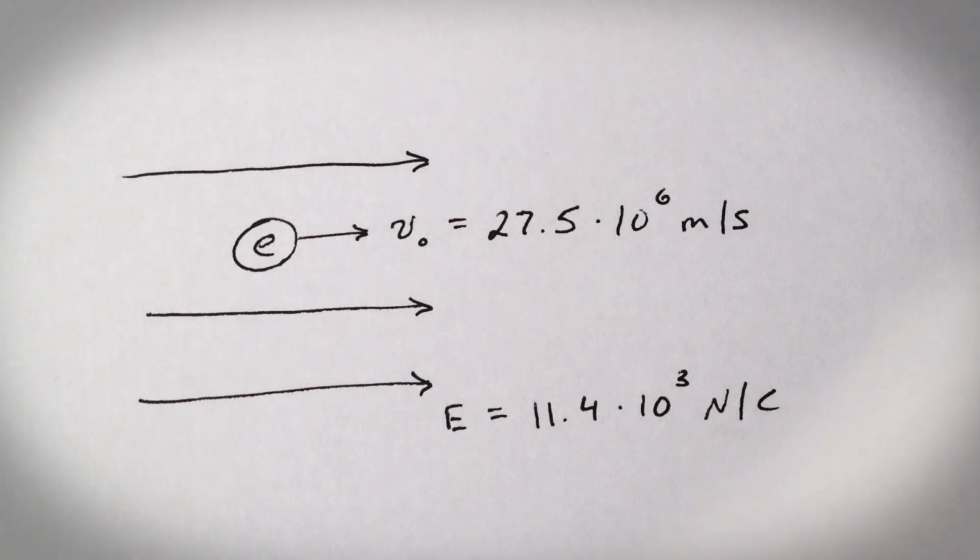Hi, this is Jake Boringer, and in this video we are going to solve problem number 56 from the first electricity chapter. Here are the initial conditions.